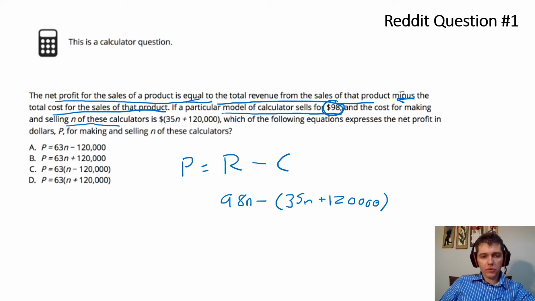And what they're looking for in the problem, which of the following equations expresses the net profit in dollars, P, for making and selling any of these calculators, and that's what our equation is already set up for, P. So all you have to do is simplify that equation.